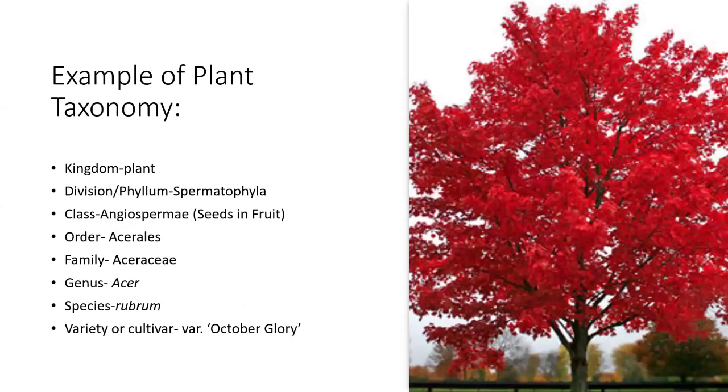So some examples of plant taxonomy. Again, here we're in the kingdom Plantae, or plant kingdom. We're in the division Spermatophyta, class Angiospermae. That means that the seeds are actually in the fruit. Order is Sapindales, family Aceraceae, genus Acer, species rubrum, which rubrum means red. And then the variety or cultivar, in particular, is October Glory.